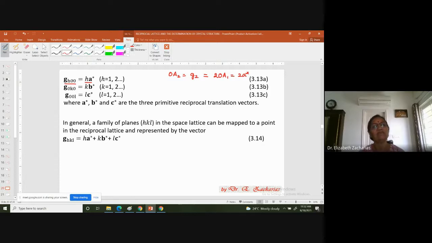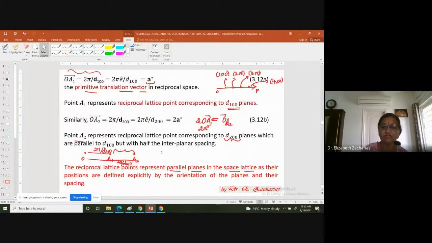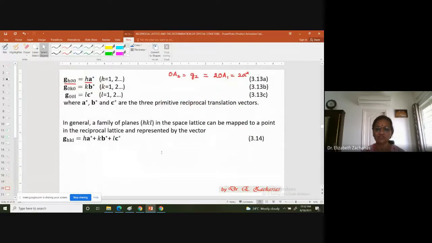Now, here I have taken a plane which is parallel to BC. Now let's go back to the original picture and take another plane. The set of planes I'm going to take is these planes. This family of planes, here I have 0, 1, 0. If I want to now draw the reciprocal lattice for that, how will it look? Let us just try to imagine.